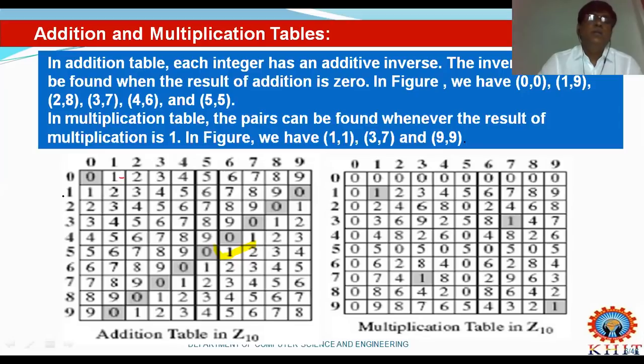Now come to the second row. 1 plus 0, you got 1. Now 1 plus 1 is 2. 1 plus 2 is 3. 1 plus 3 is 4. Like this, 1 plus 4 is 5, 6, 7, 8. Here, 1 plus 9 is 10. Actually, here it is 10, but 10 modulo 10 is 0. That's why I put 0 here.